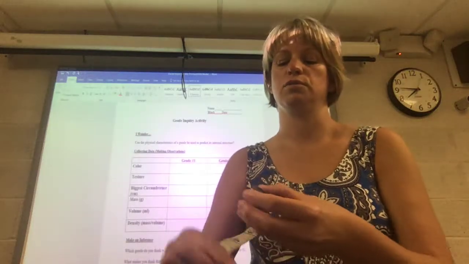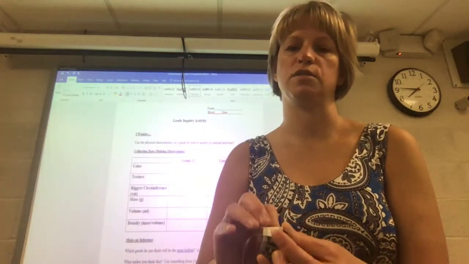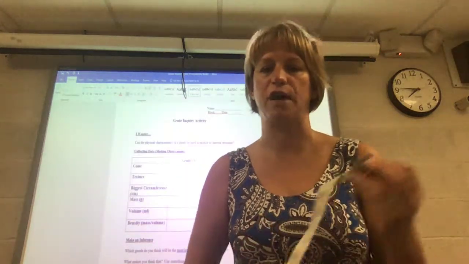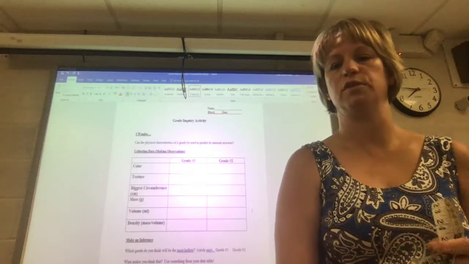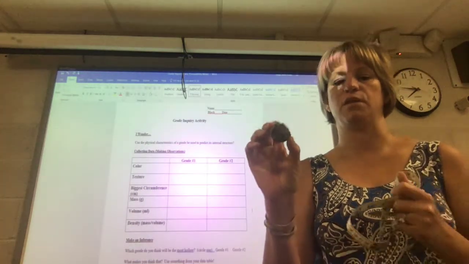Geode 2. Okay, get ready, there's a difference here. Geode 2 circumference is smaller, 11.5. So again, we have a circumference of Geode 1 at 13 centimeters, Geode 2 at 11.5.